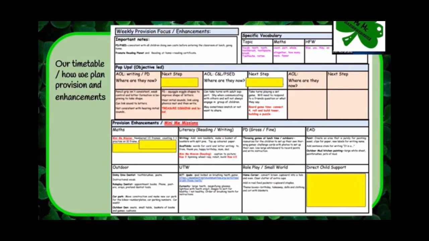And then below, we've got our provision enhancements, where we will jot down ideas that we've had to promote interests, to facilitate children's interest in provision. For example, you can see there in literacy for writing, some of the children started making mini booklets. So we put on there pre-folded ones, and then we put out pictures of the folded ones and steps on how to do that so they could do it independently.